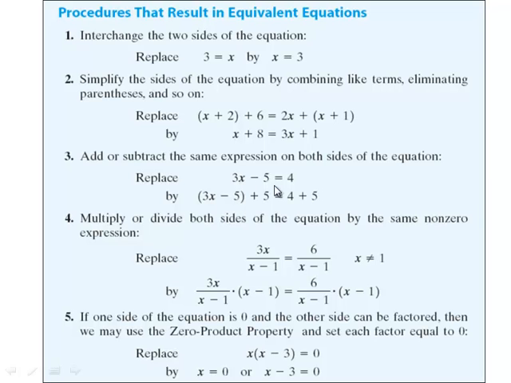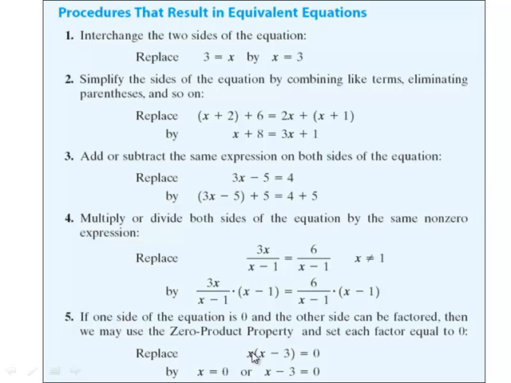So, for example, if you have 3x minus 5 equals 4, you can add 5 to both sides in order to eliminate that minus 5 on the left, because the opposite of subtracting 5 is to add 5. So when you add 5, you come up with an equivalent equation. You may have to multiply both sides of an equation by the same amount. Like, for example, this equation right here, you can multiply both sides by x minus 1. So that will just give you the equation that 3x is equal to 6, which means x equals 2.